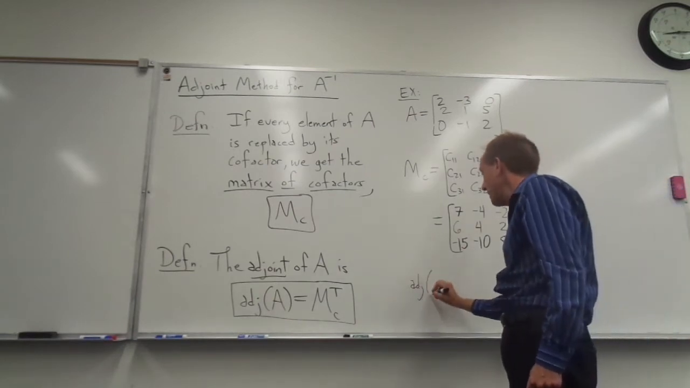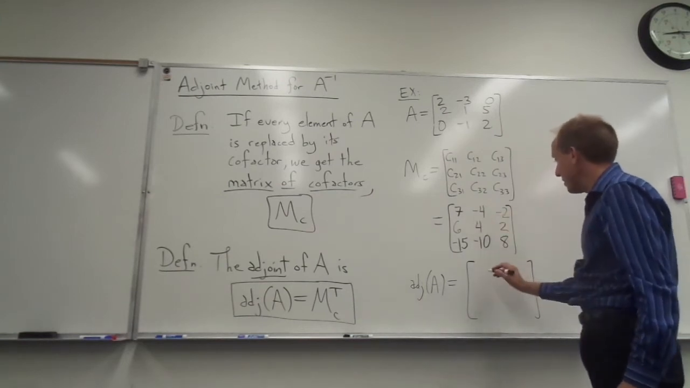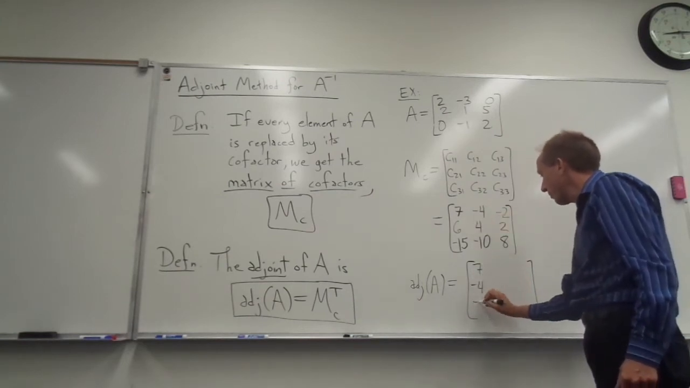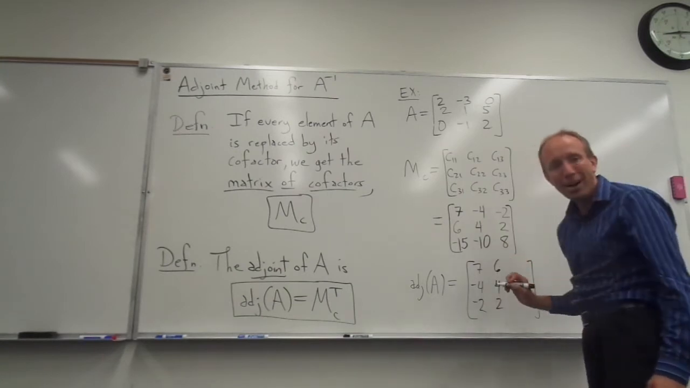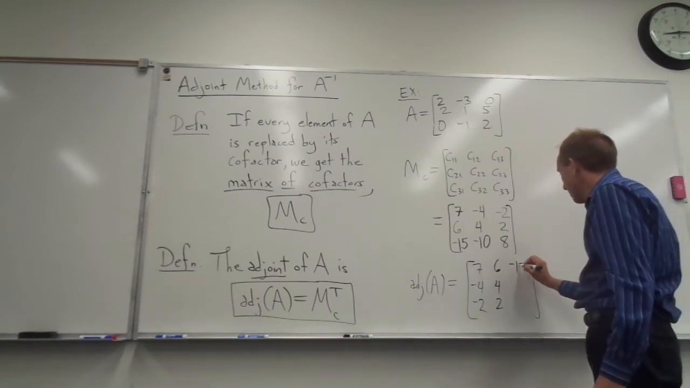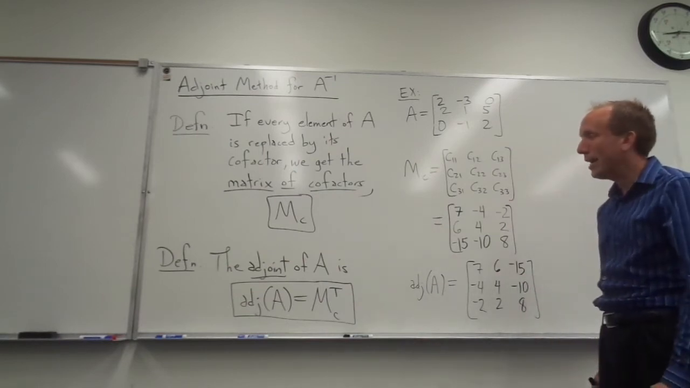And then, therefore, the adjoint is just the transpose of this. So I just take this matrix, the first row becomes the first column, the second row becomes the second column, and the third row becomes the third column. That's the adjoint of A.